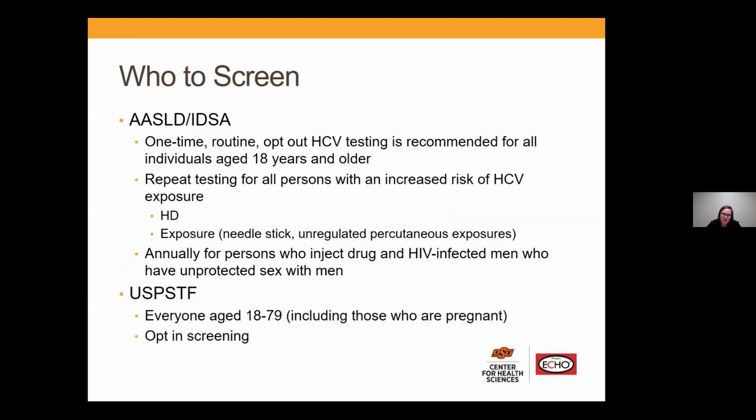And their recommendation now is a one-time routine opt-out hepatitis C testing for everybody who's 18 years of age and older. And then they recommend repeat testing for anybody who has an increased risk for hepatitis C. So if you have somebody who screens negative, you would screen them again because of their routine risk for it. So patients who are on hemodialysis, anybody who's had a needle stick exposure or some kind of unregulated percutaneous exposure, like talking about tattoos. And then they recommend annually for people who inject drugs and HIV infected men who have unprotected sex with men.